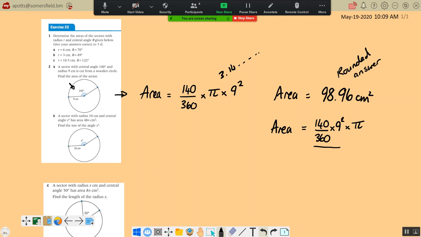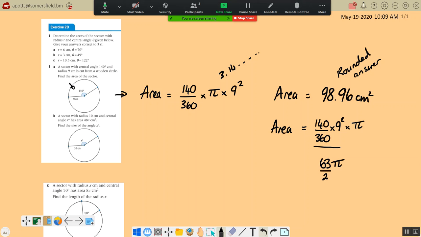A fraction or a decimal? Up to you. I got 63 over 2. Yeah, I can get that. So we could do 63 over 2 pi, like that.